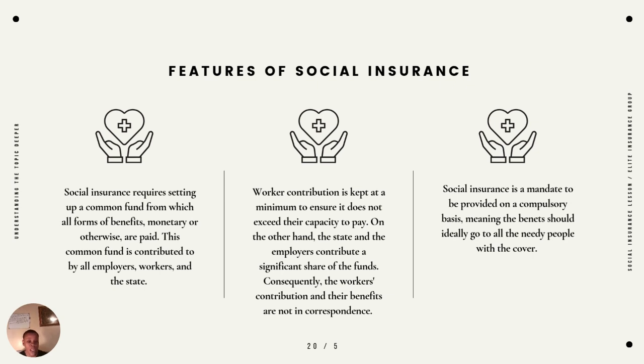Worker contribution is kept at a minimum. That's to ensure that it doesn't exceed their capacity to pay. On the other hand, the state and the employers do contribute a significant share of the funds. Consequently, the workers' contribution and their benefits are not in correspondence to what employers as well as the state fund in those programs. Social insurance is a mandate to be provided on a compulsory basis, meaning that the benefits themselves should ideally go to all needy people that need this coverage.